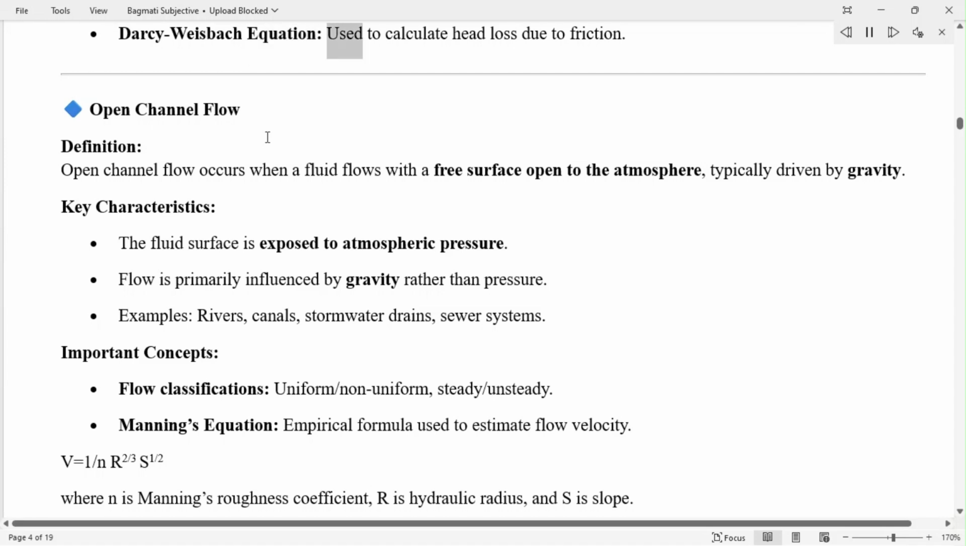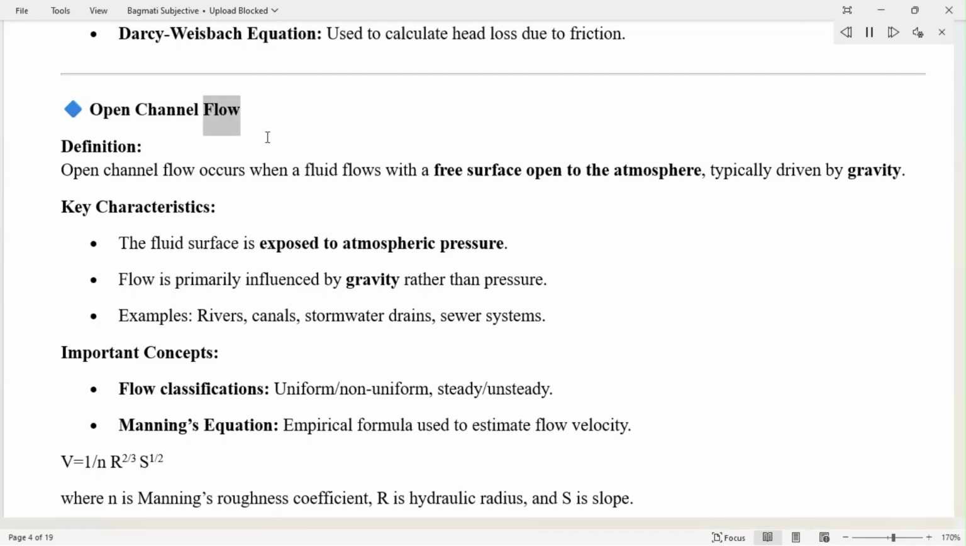Darcy-Weisbach equation, used to calculate head loss due to friction. Open channel flow. Definition: open channel flow occurs when a fluid flows with a free surface open to the atmosphere, typically driven by gravity. Key characteristics: the fluid surface is exposed to atmospheric pressure. Flow is primarily influenced by gravity rather than pressure. Examples: rivers, canals, stormwater drains, sewer systems.